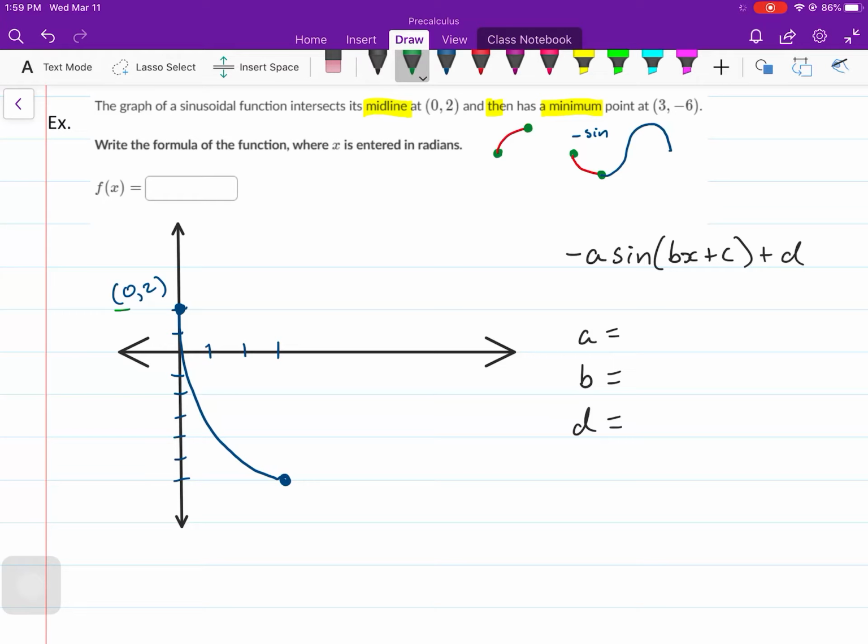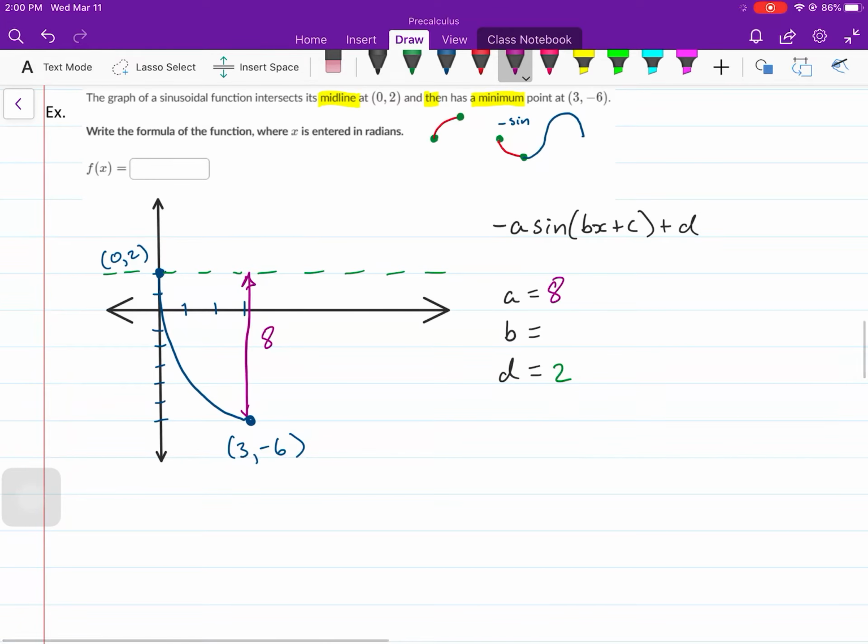So d is always easy. It's the midline. They tell us in the beginning that the midline is 2. You can see that there, the midline 0, 2. It's the y value 2, so we know that d is 2. That's easy. The distance from the midline to the bottom would be our amplitude. You can count it. This point is 3, negative 6. That's a total of 8 away. Or you can always subtract 2 minus negative 6, and you would get 8. So our amplitude is 8.